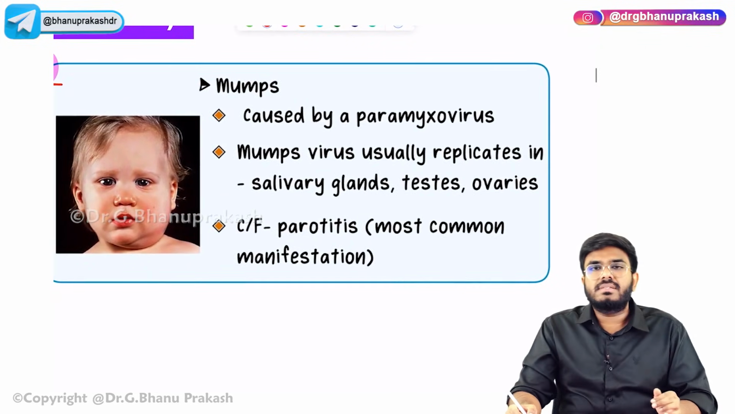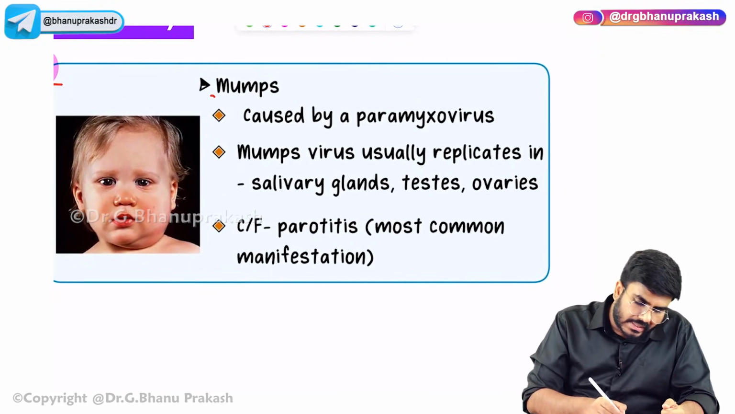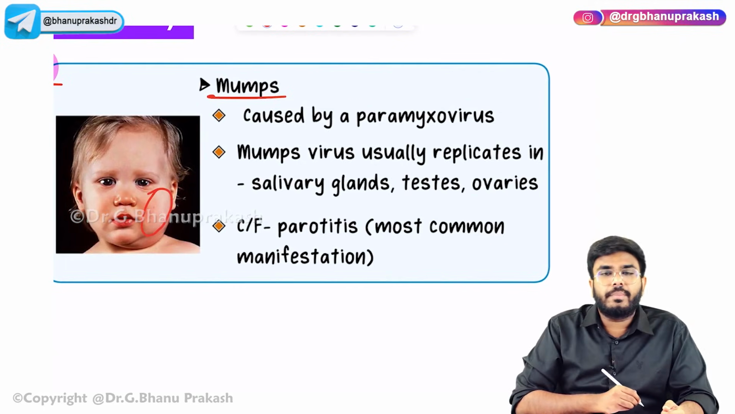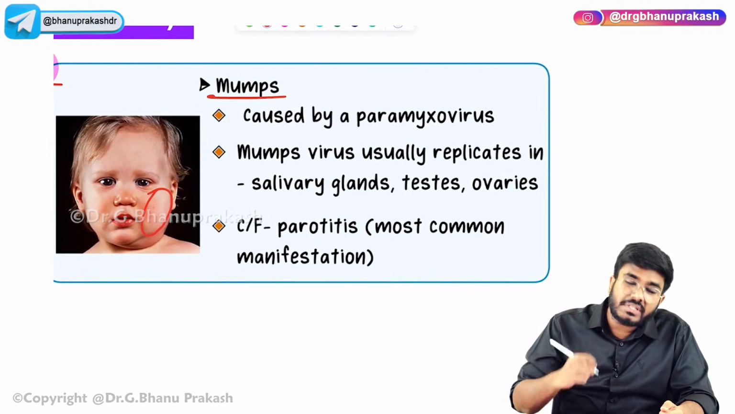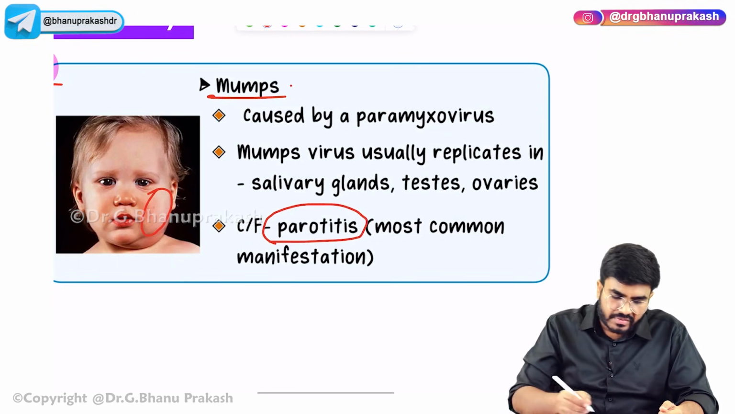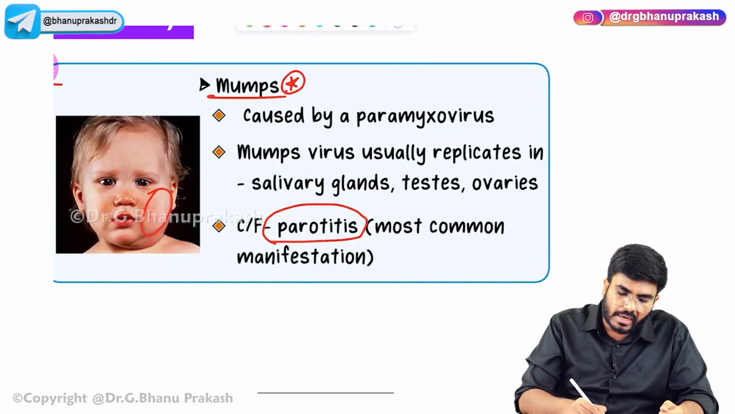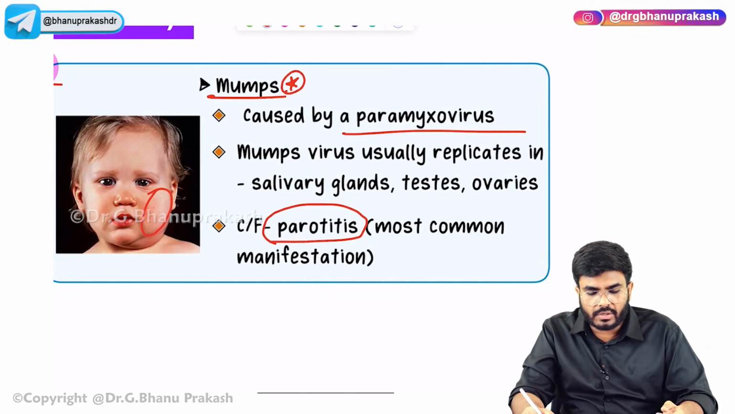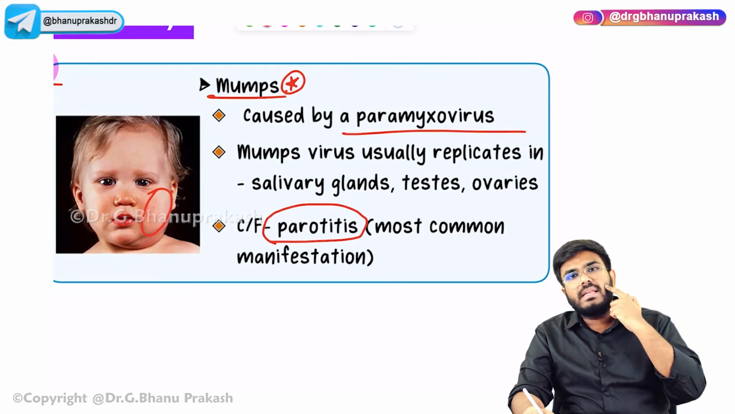Next, some important diseases related to the salivary glands. See, there is a condition in which the salivary gland will be inflamed, which is called parotitis, especially the parotid salivary gland is inflamed. So that is parotitis, because of which virus? Mumps virus, belonging to the Paramyxoviridae family. It loves to replicate in the parotid salivary gland.